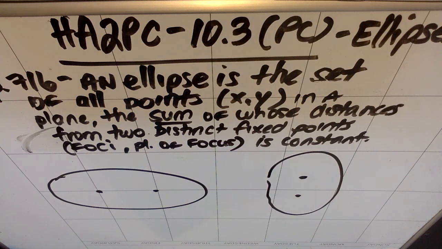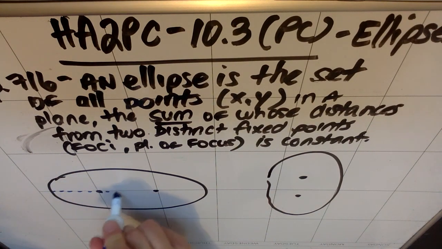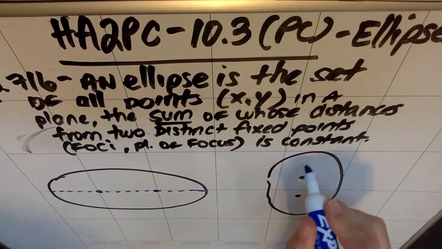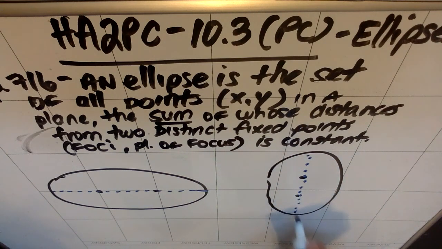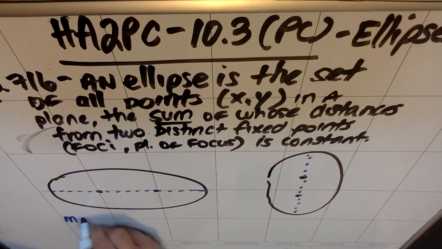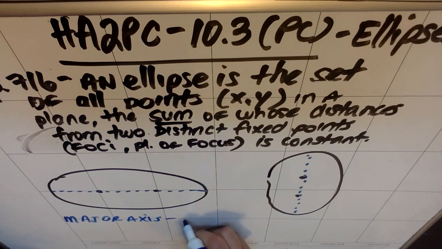Okay, so in an ellipse, the longer direction of the ellipse is called the major axis. So this thing right here, these things in blue, the longer direction is called the major axis. So I'm going to write that in blue. So the major axis, and that major axis is going to include 3 important points.